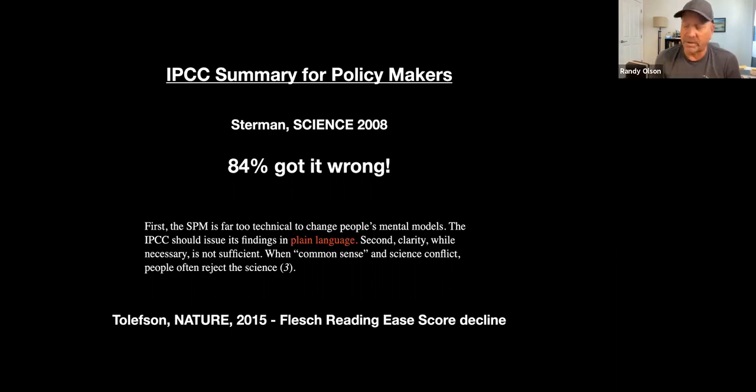Furthermore, you might have hoped in 2008 when he published his little paper that everybody got to work, like, we've got to fix this, but no, nothing of the sort happened. In 2015, a writer at Nature did his own little study using the Flesch reading ease score and showed that since the early 90s, when these SPMs first started being produced, the trend is straight downhill. They've gotten more and more difficult to read. And then last week when I had John on my podcast, I said, and how's it today? He said, worse than ever.